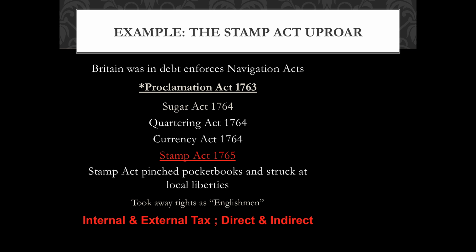Currency Act. Because of these taxes, there's not enough coin in America. So colonies like South Carolina decide to print paper money. And England goes crazy. Whoa, no paper money. Coin only. So Currency Act. We're not going to allow the colonies to print paper money. You've got to keep gold coin, silver coin only.